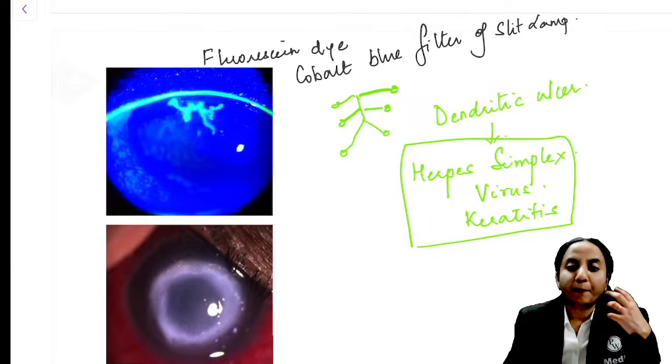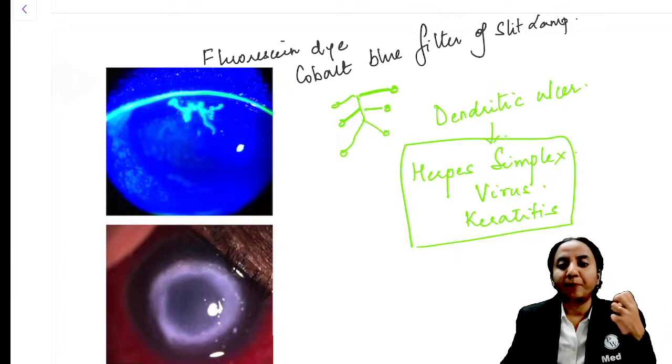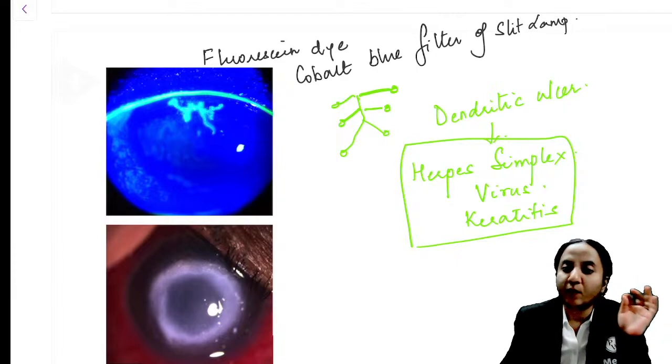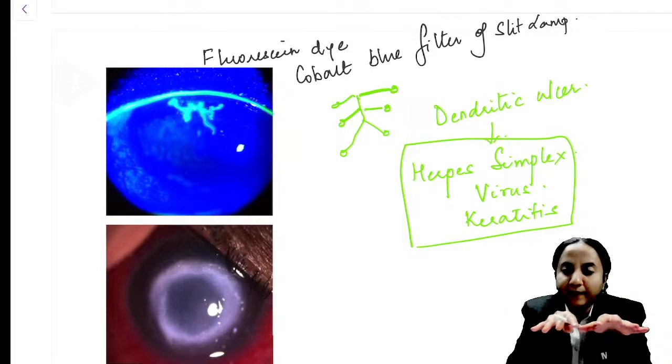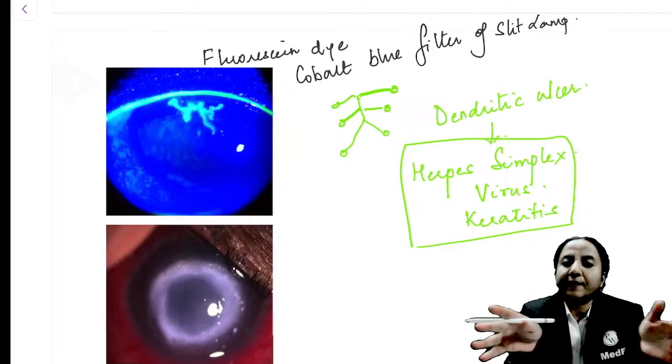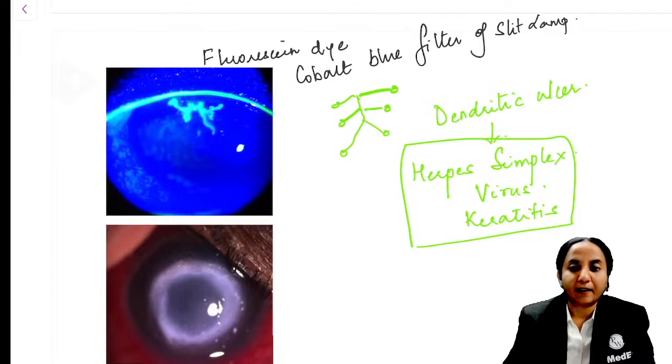So, the basic clue is that these ulcers are very, very small, I mean very fine. So, wo may not be picked up normally. So, that's why they are stained with fluorescein dye. So, aise greenish color ka ulcer hoga and background light will be blue to give a contrast. And if you look at the ulcer, you will see one linear ulcer aur aise branches nikle honge. So, this is a dendritic ulcer of HSV keratitis.